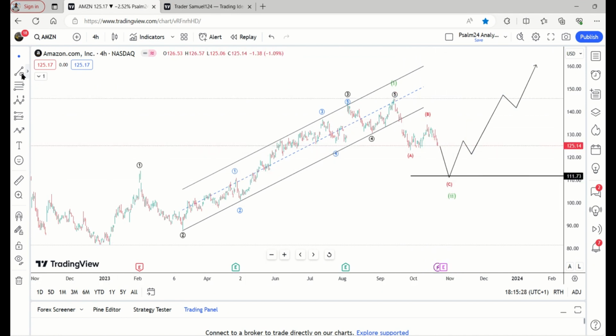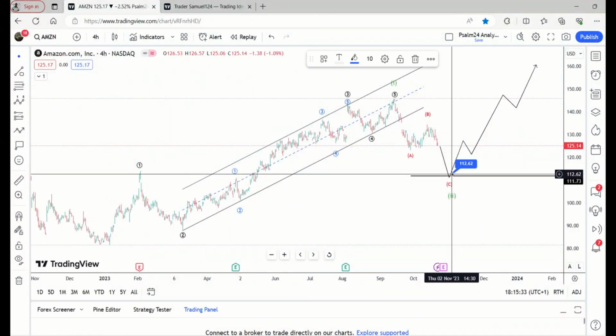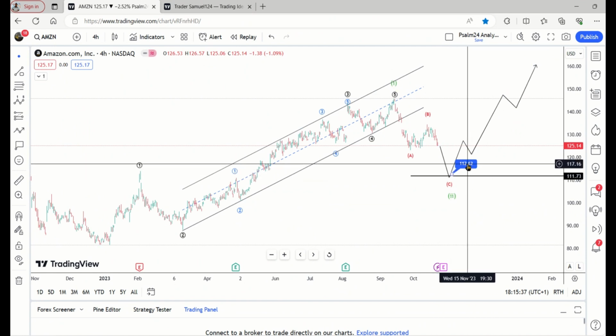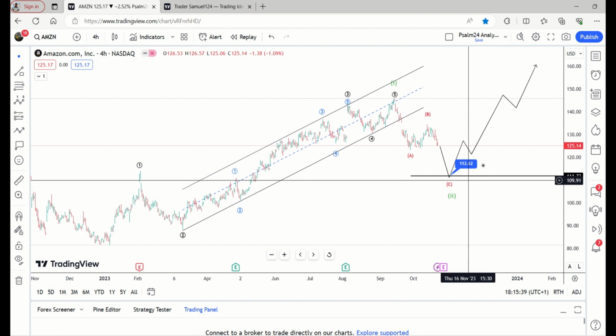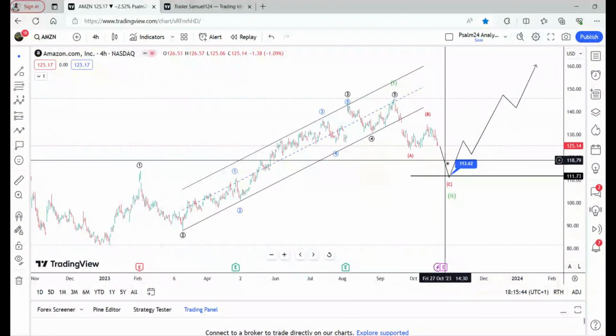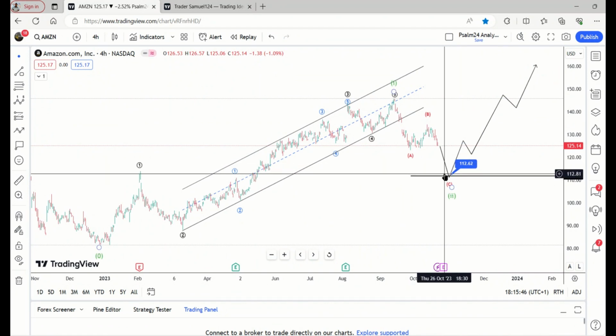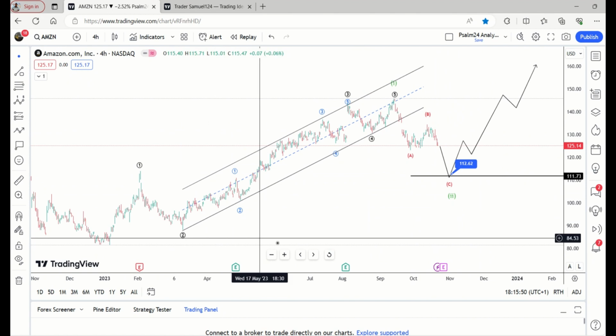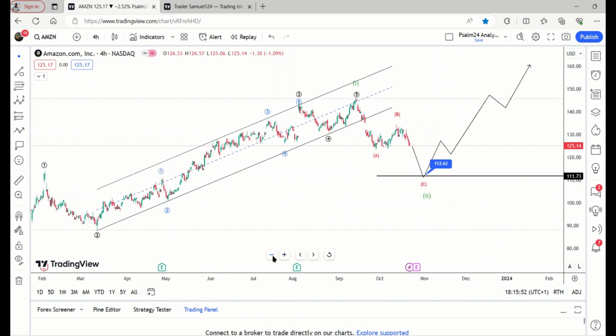So what is our target zone? We are targeting this particular area, anywhere here around 112.62. This area is where we are expecting Amazon to come down to before we can now be looking for the move to the upside. So this is our outlook on Amazon.